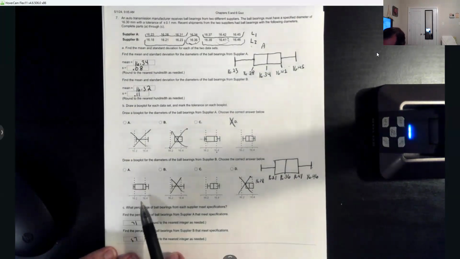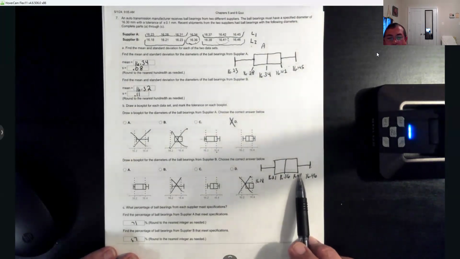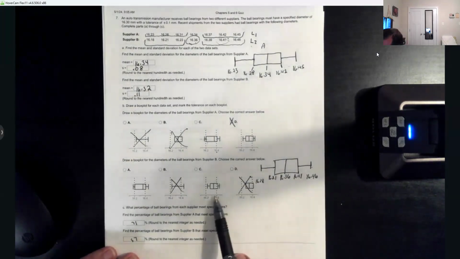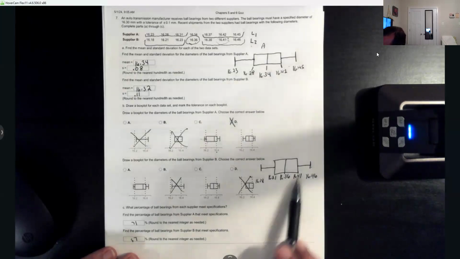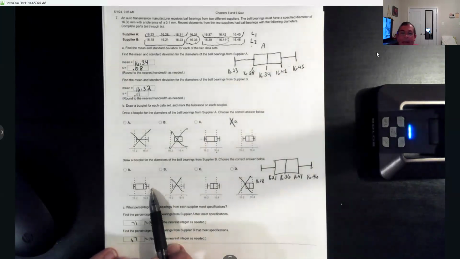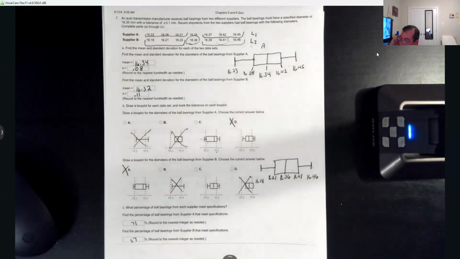My median of 16.36 is less than 0.4, so I'm good there. My upper quartile, 41, well, look, the right side of that is a little bit past, so that's good. And then my right whisker is past that, so that was good. So on that one, I'm just going to go with A and move on.